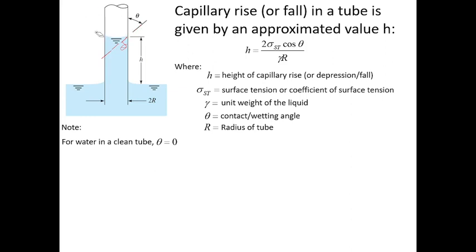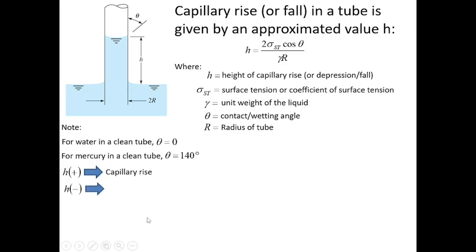Also, if we have mercury in a clean tube, that angle is 140 degrees. Okay, if it is a clean tube. Take note, if h is positive, as I have mentioned, that is capillary rise, and if it is negative, that is capillary fall or depression.